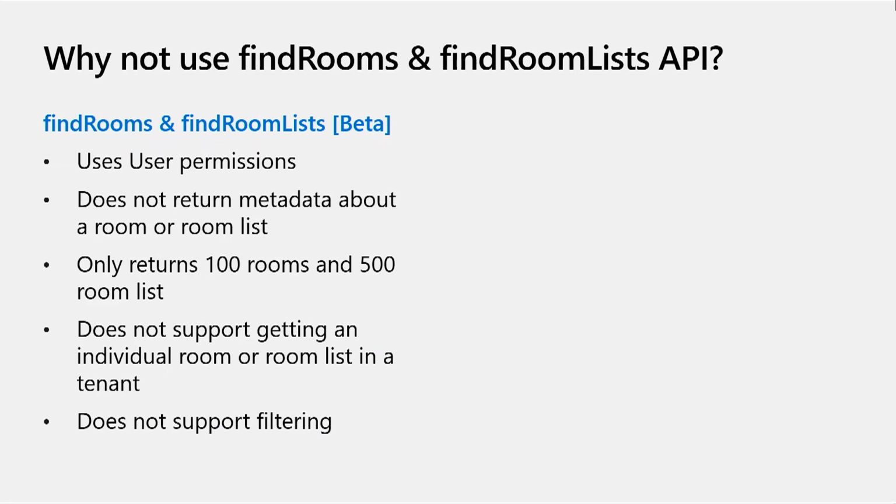You also need the user permission to access the API. It does not support filtering, and it really just gives you a flat list of all the conference rooms. So almost like an email address for every single conference room and room list that your tenant may have. So now let's look at what the Places API offers.